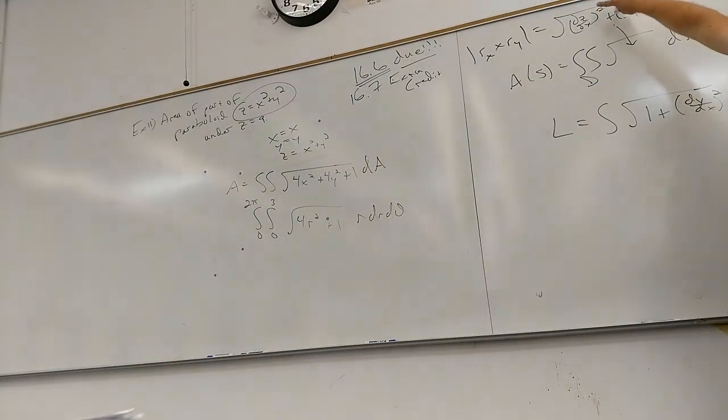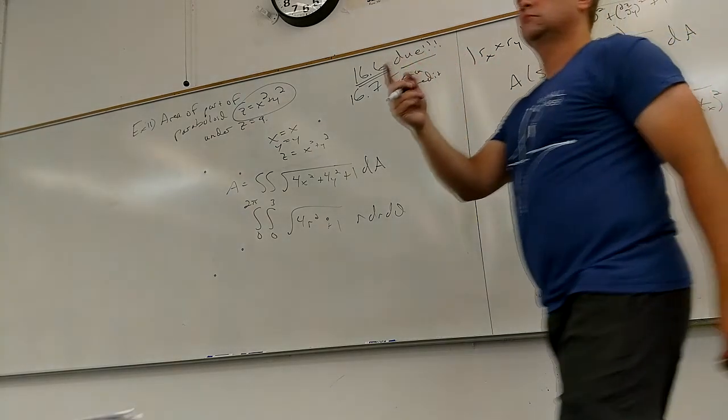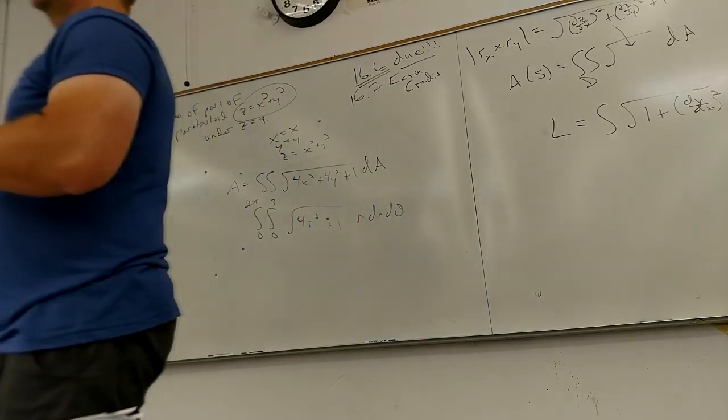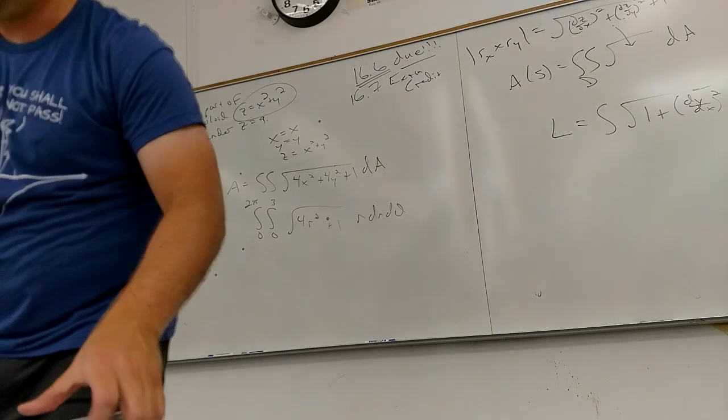But notice the pattern here. If you really want to think of it this way, dz dx, dz dy, so this would be dz. Yeah. Look. Okay. Alright. Yeah, practice.